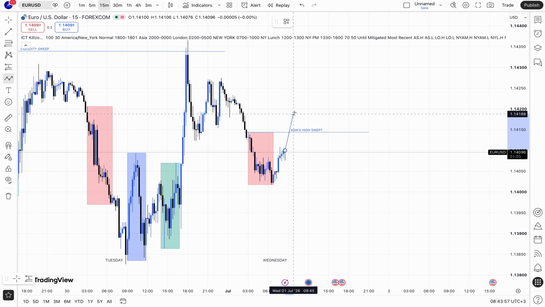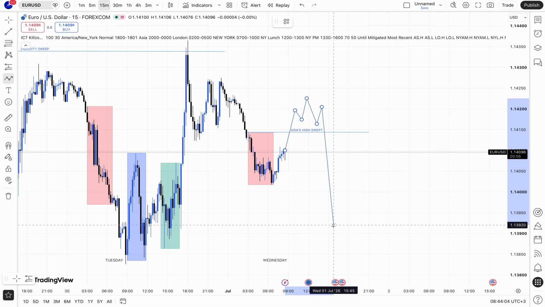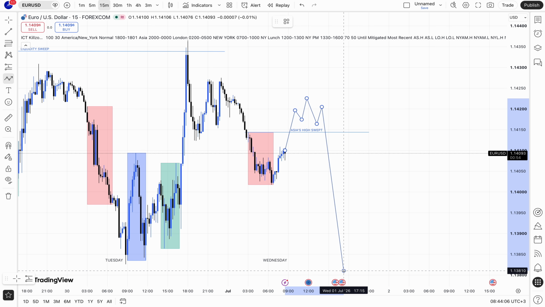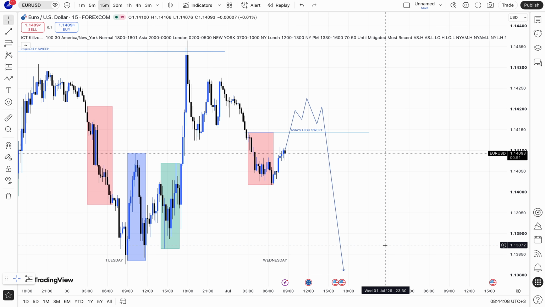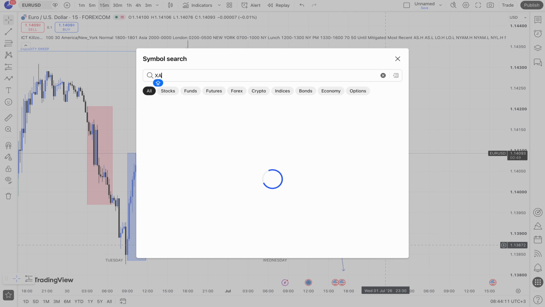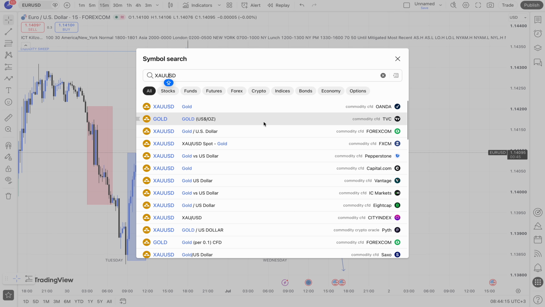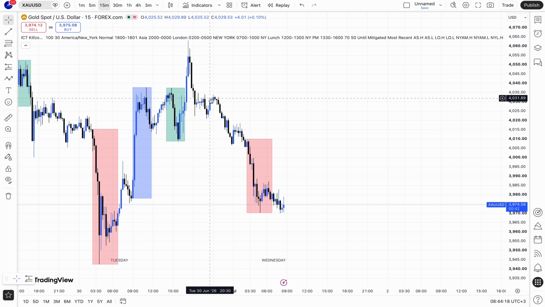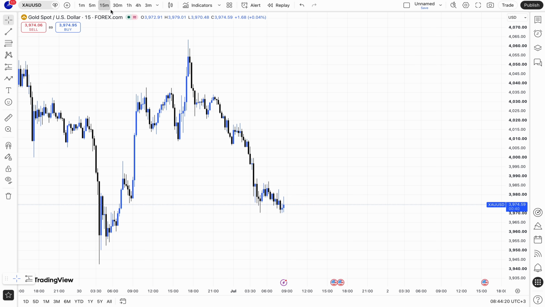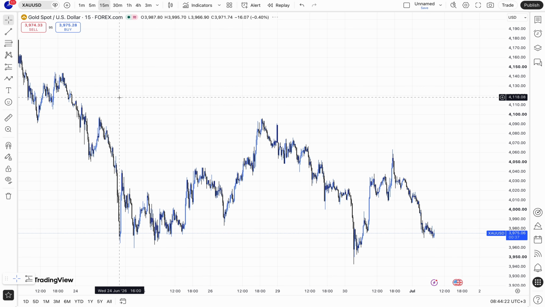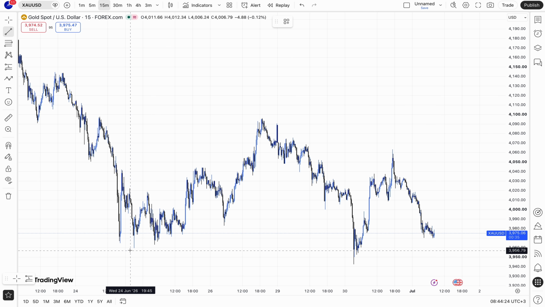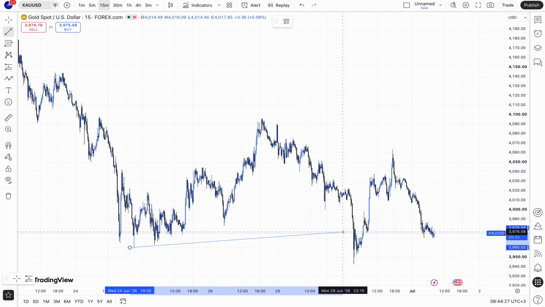Very, very simple. Wait for the plan here, then after being swept here, wait for the change of character on 1 minute, then our entry from 5 minutes fair value gap. That's it for EU. And for gold, super simple price action. You can see it from here, because this was our last break of structure to the downside.